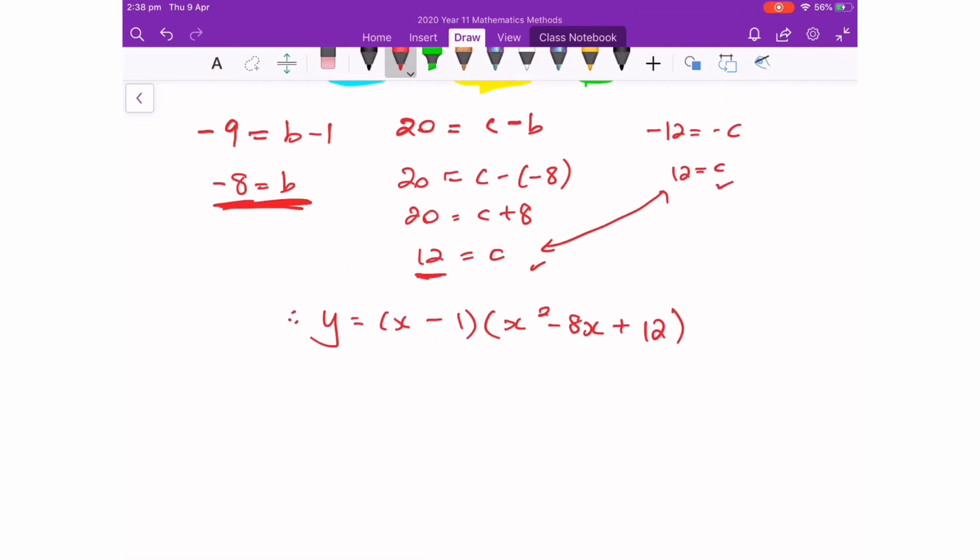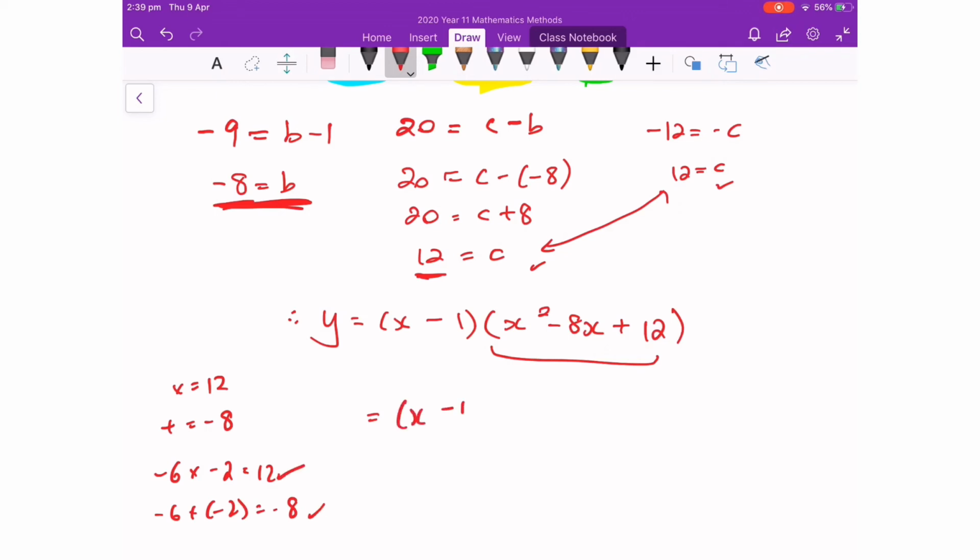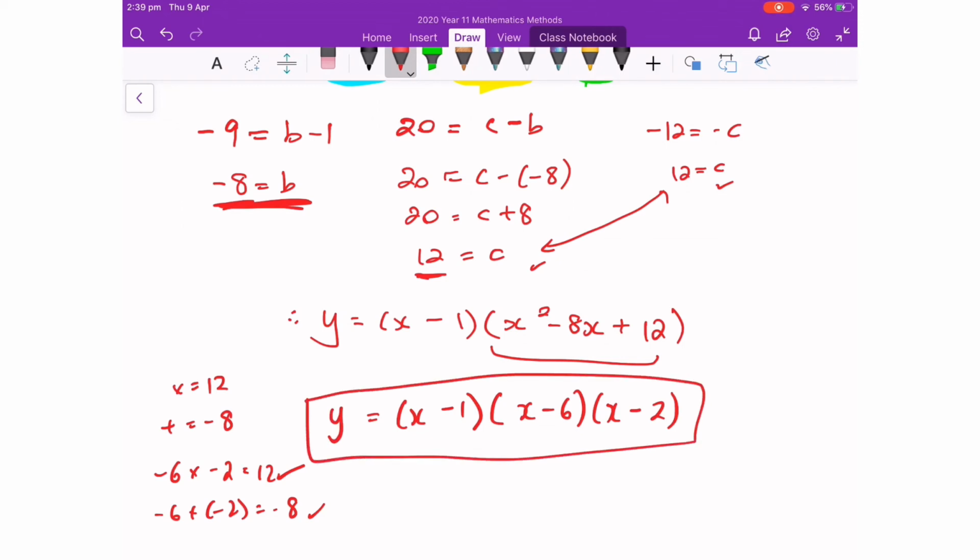Alright, we're not quite done yet. We want to put it in proper root form. So I need to factorize this bit. So finding two numbers that multiply to equal 12, add to give me negative 8. The best ones here are going to be negative 6 and negative 2. They multiply to equal 12. They add up to equal negative 8, which works out. So I'm going to have here x take 6, x take 2, and that's my final answer. We made it to the end.